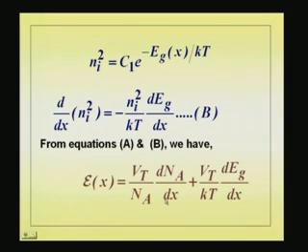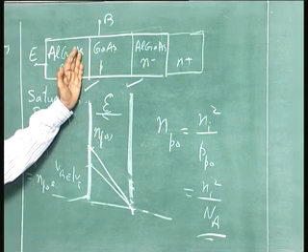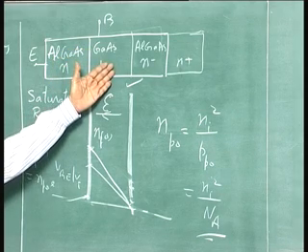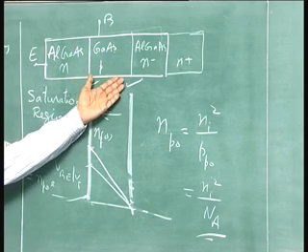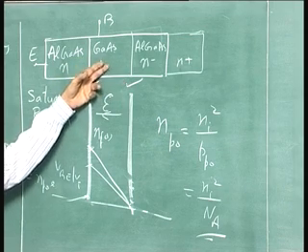dn by dx. If the doping is changing from here to here, more doping and less doping there. If you do a diffusion, it will be higher doping here and fall as e to the power minus x by L, something like that. Exponentially it is falling. Then the field will be in that direction, since dn by dx is negative.